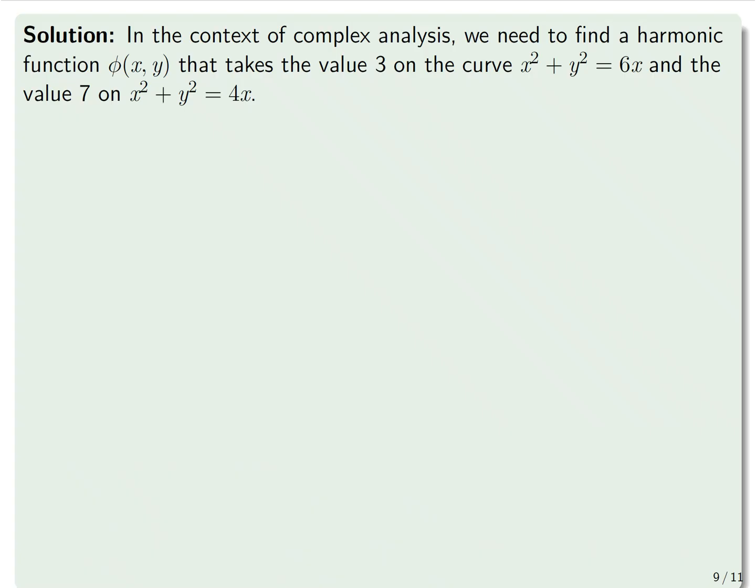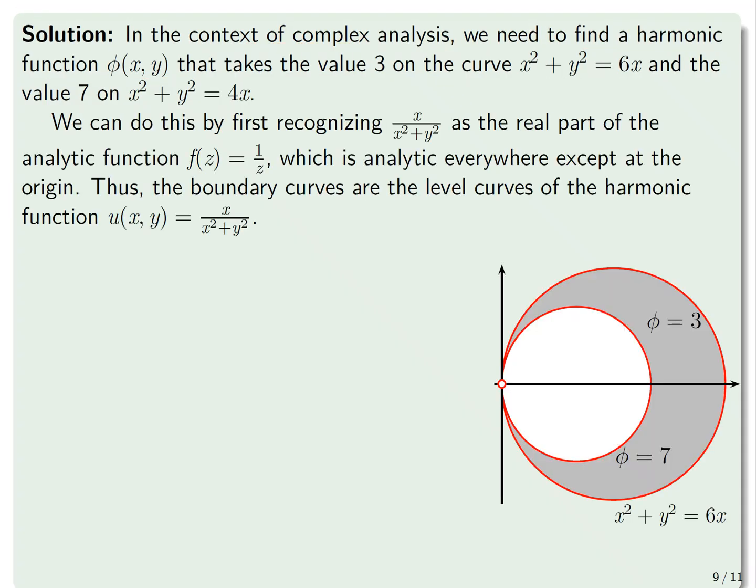So in the context of complex analysis, what we are trying to do is find a harmonic function, because the Laplace equation is a harmonic function, that takes the value 3 on the curve x squared plus y squared equals 6x and the value 7 on the curve x squared plus y squared equals 4x. So that's how you can see it through complex analysis. If you look at the situation, this is what you get: phi equals 3 on the outer one, phi equals 7 on the inner one.